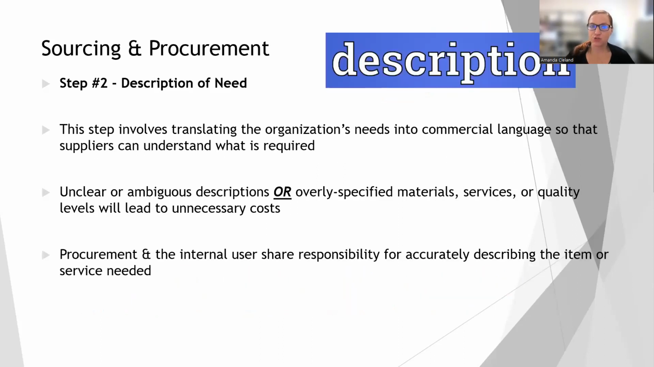So this step involves translating what we need into standard commercial language so that suppliers can actually understand what is required. What do we want? If we have ambiguous descriptions that are very unclear, or we go to the other end of the spectrum where we overly specify materials or quality levels and get too in the weeds with it, it's going to lead to unnecessary costs or us getting something that we don't necessarily need or want. So procurement and the internal user usually share this responsibility as well for accurately describing the item or service that we need.